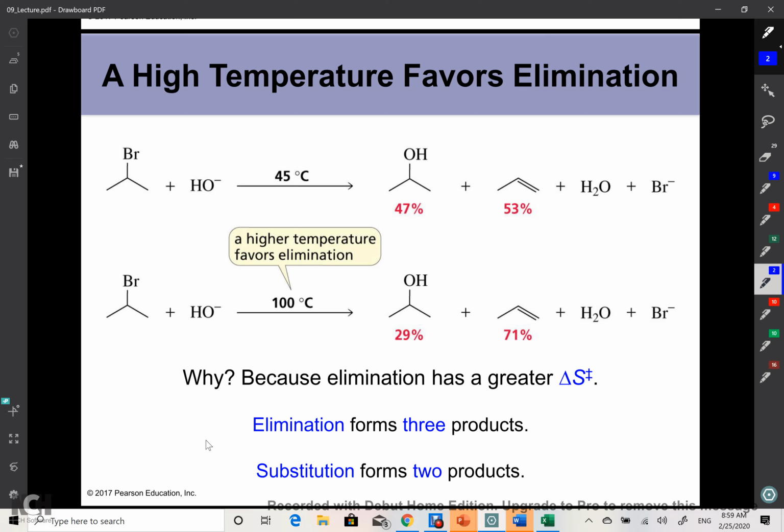That should give you ideas, right? Based on what we did in class already. If temperature favors elimination, when you did your reaction in the lab, SN1 and SN2 reaction, did you guys kick that reaction?